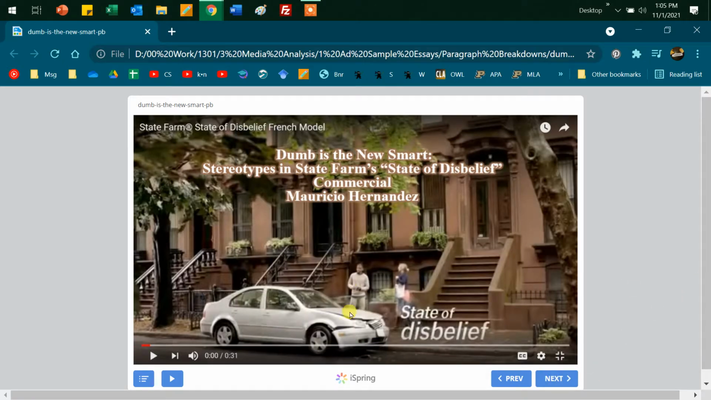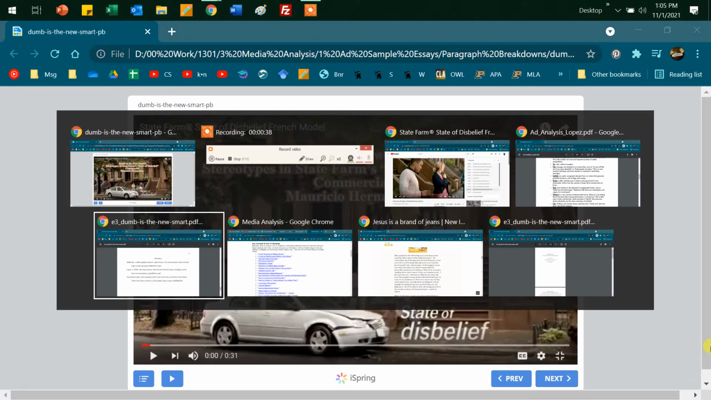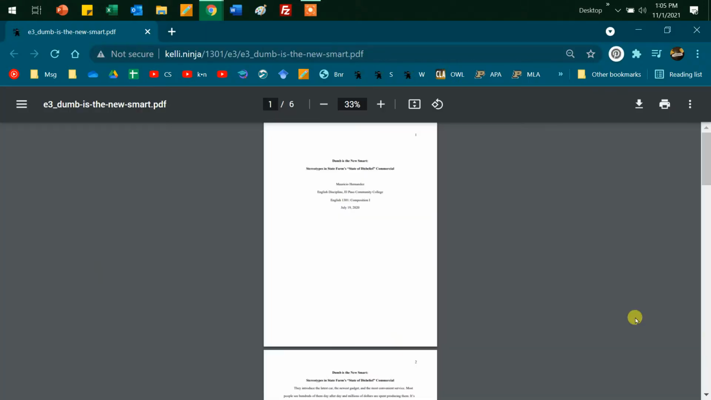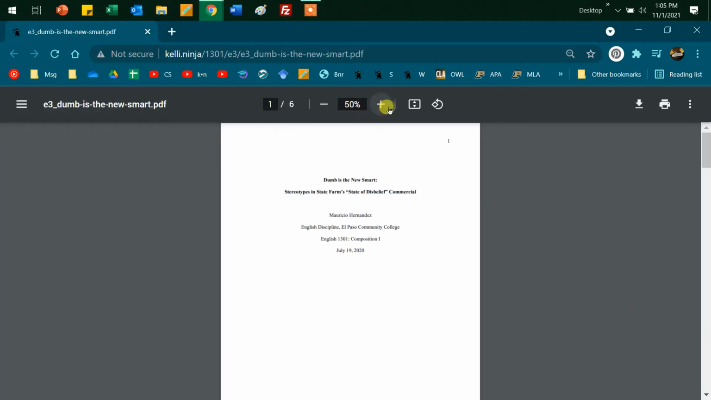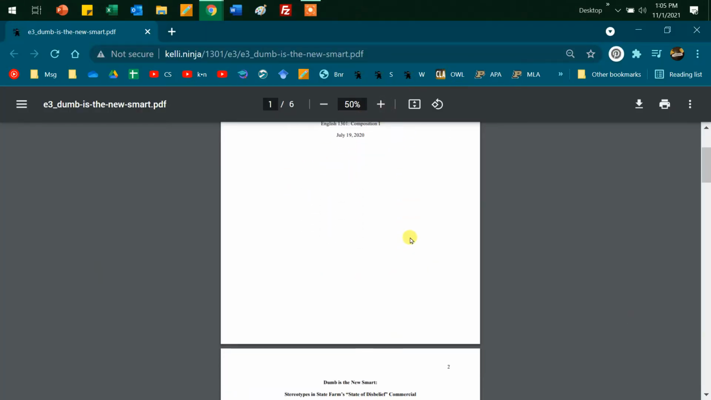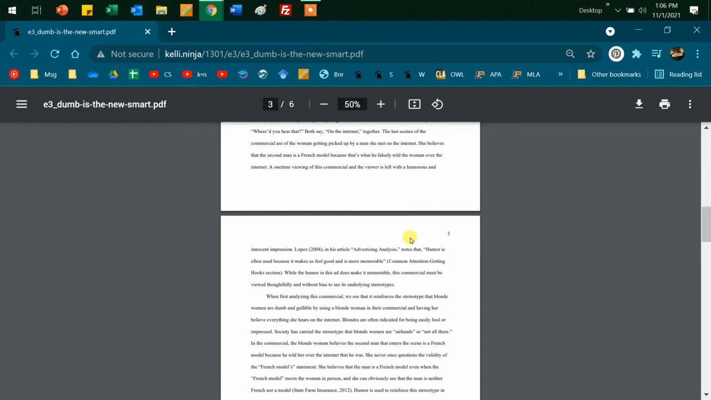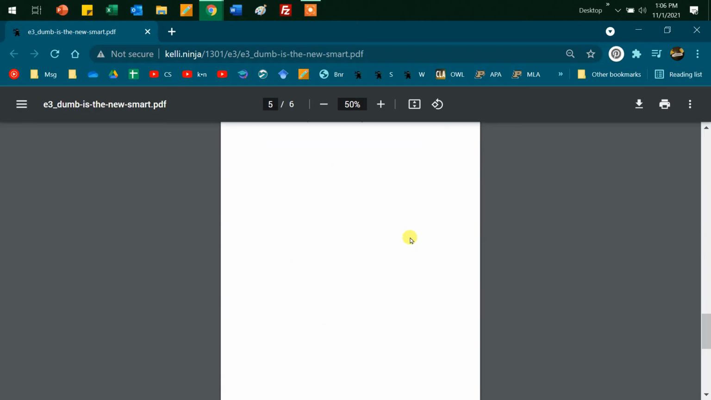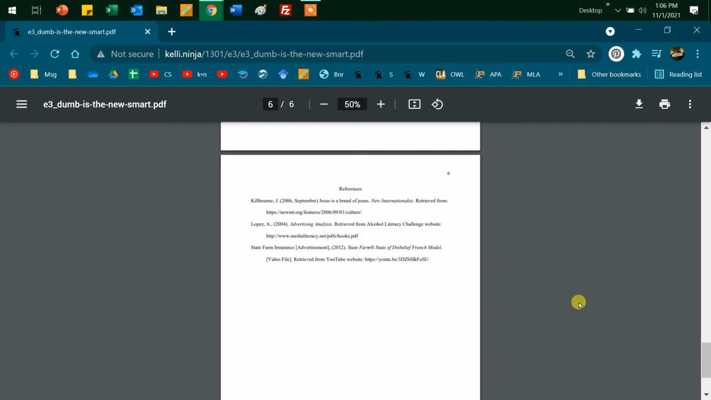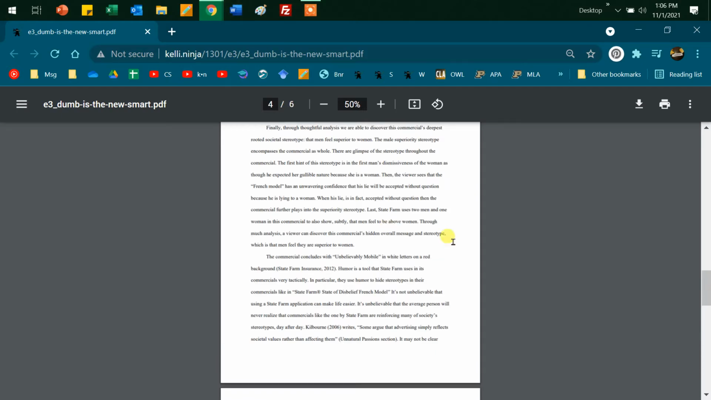All right, so this is Mauricio's Dumb is the New Smart, and of course you can take a look at it on the media analysis page if you want to look at the text. And do remember that we are doing this in APA format, so it should be laid out according to standard, most recent APA format. So go back and review that. Make sure that as you do your final paper, you look at a sample, look at your paper, make sure they look the same, okay?